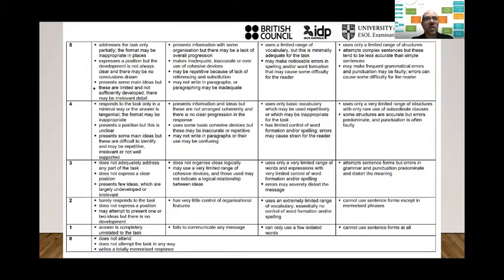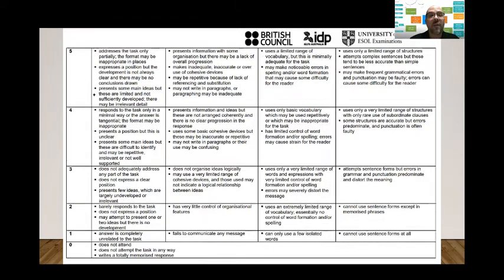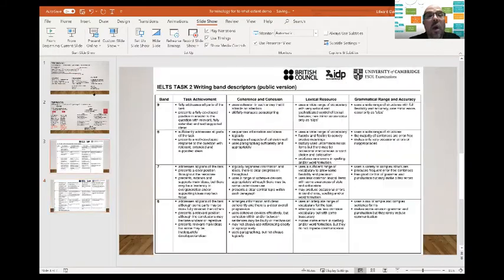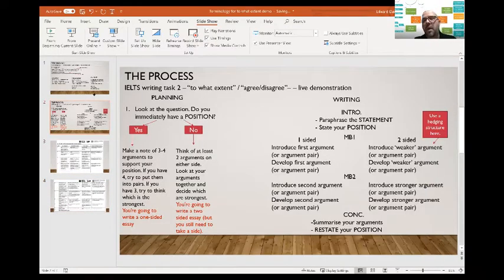So that idea of position appears throughout the band descriptors for task achievement, and no matter how strong you are in those other areas, if you're getting penalized for not having a position in your task achievement, it's going to have a dramatic impact on your overall score. So get into the habit, whatever your essay, if it's two-sided, if it's one-sided, make that statement of position at the end of your introduction. In my opinion, blah, blah, blah.